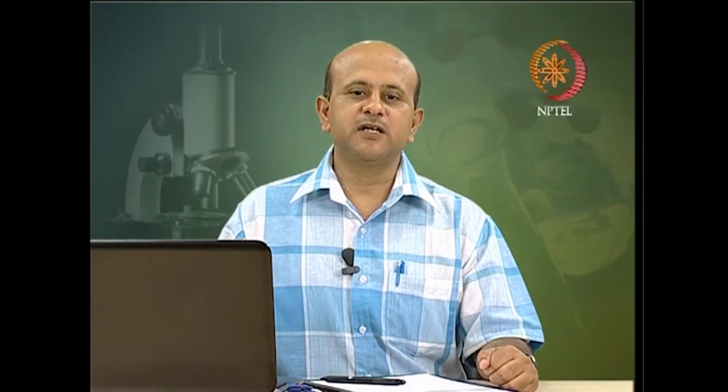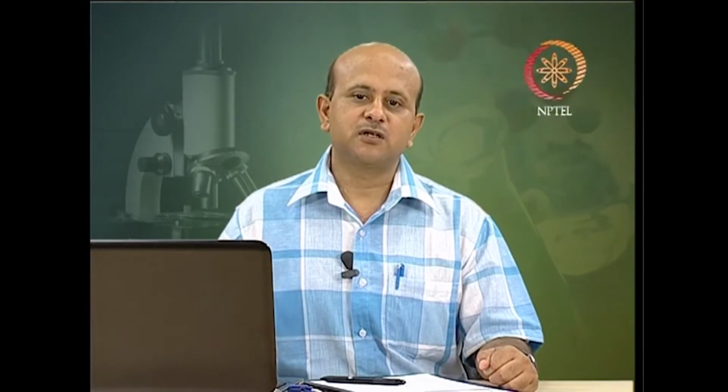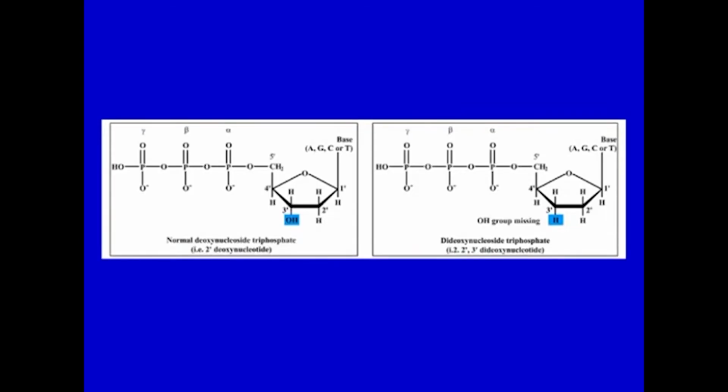So, in this method, a small amount of 2 prime 3 prime dideoxynucleoside triphosphate is added to the reaction mixture. So, what will happen? If you see on your screen, this is a normal dNTP, and this is where you have 2 H here at both the 2 prime and 3 prime side. So, the extension will not occur, the next reaction will not occur in chain extension.